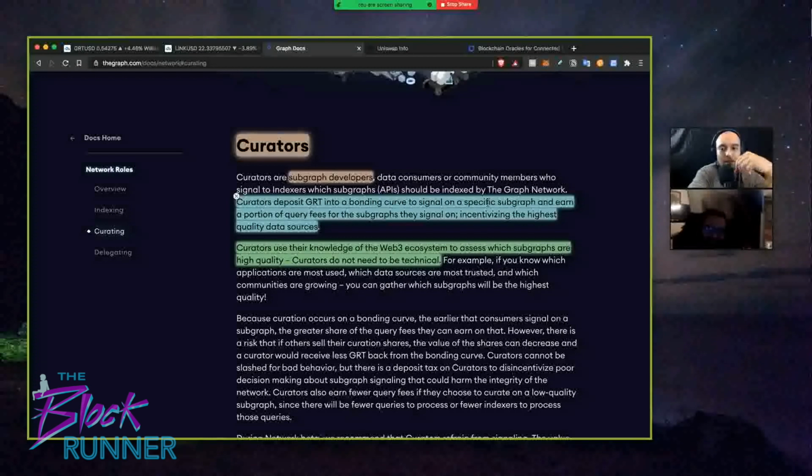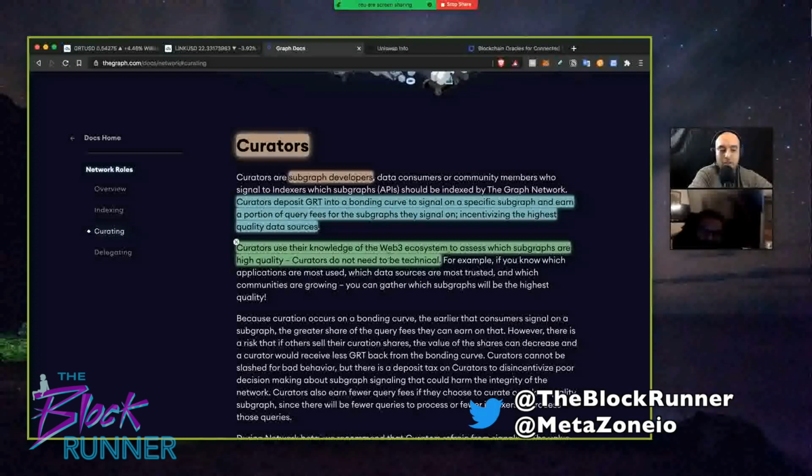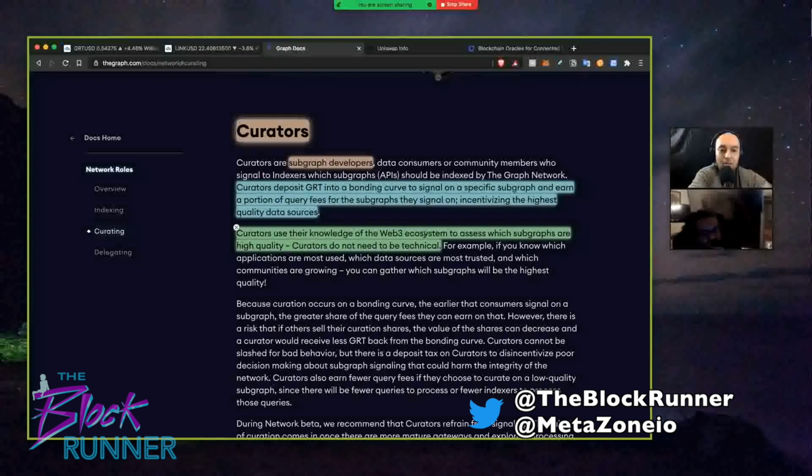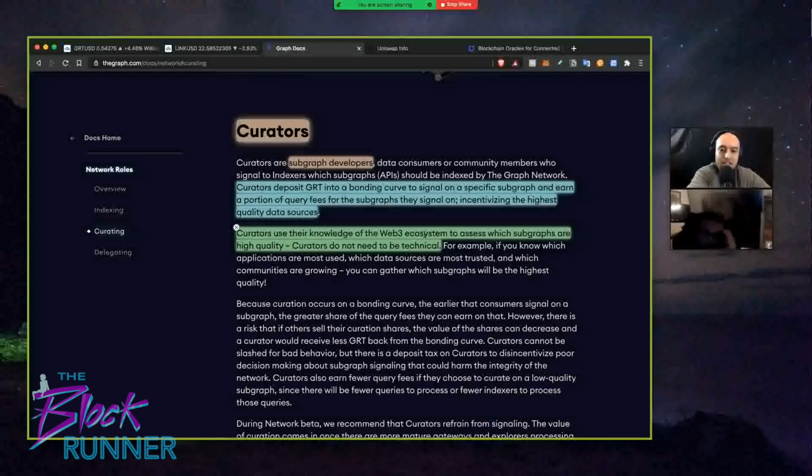Right. Okay. So here it says curators use their knowledge of the Web3 ecosystem to assess which subgraphs are high quality. So if you take us, for example, if we get our developer to make a subgraph of our project called MetaZone, it would be the highest form of quality because we built the thing, right? And we have our developer making the subgraph of our data so that anybody can query it, versus some random person on Earth who says, I like MetaZone and I want to create a subgraph. His data may not be as thoughtful as ours would be. And so people would prefer to query from our subgraph versus some third party.